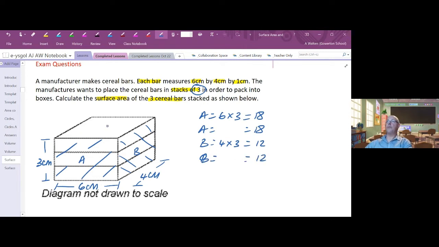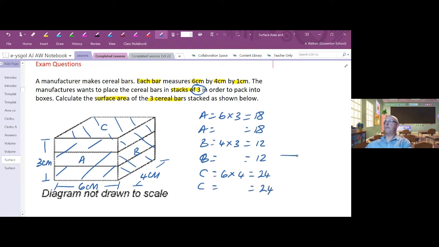And then we've got the top, which I called C. And C is 6 across and 4 back. So 6 in that direction and 4 back. So 6 times 4 is 24. It's exactly the same at the bottom.